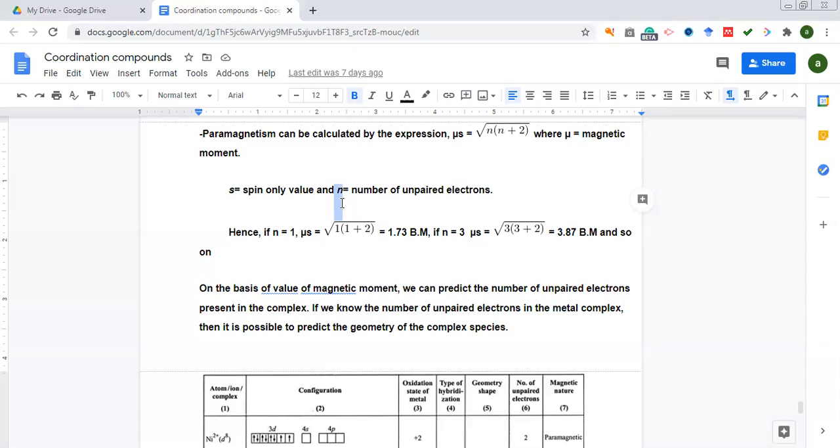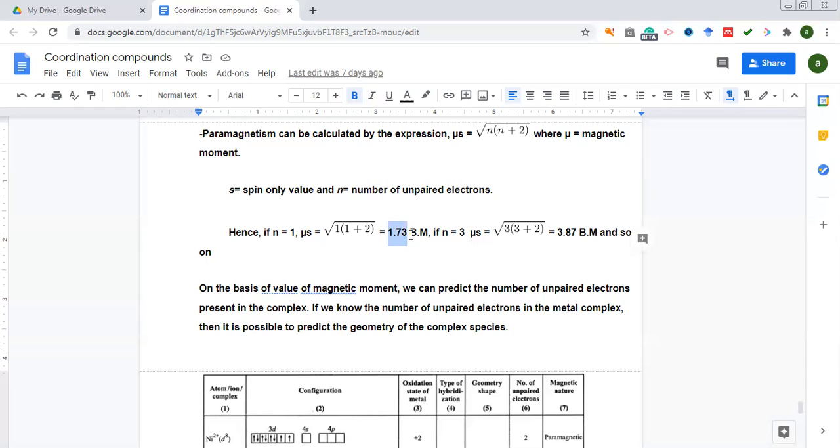Next, paramagnetic. Any complex compound which has one or more unpaired electrons in its outermost shell is known as paramagnetic. So for example, here we calculate two values. If n is equal to 1, then the magnetic moment is how much?